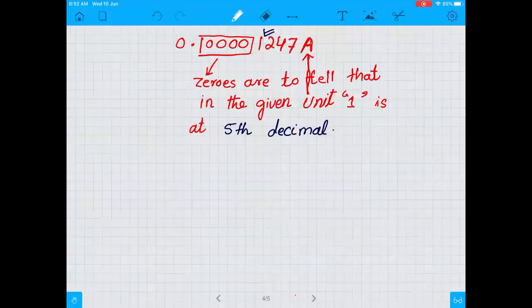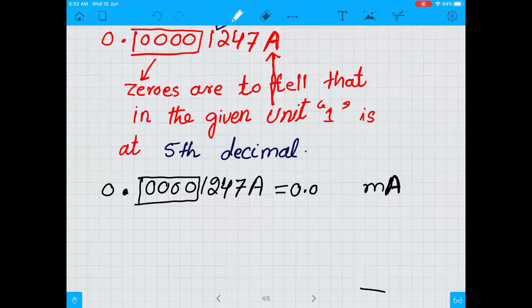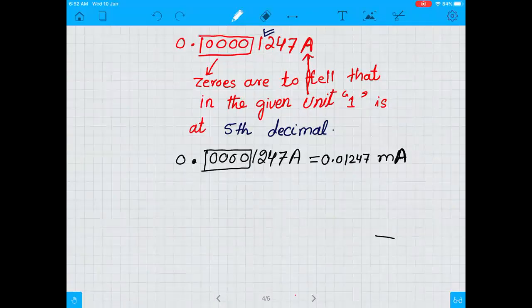Just for example, if you write this number from ampere to milliampere, 0.00001247 ampere, if you convert it to milliampere, then you have to multiply it with 1000. Now let's suppose you multiply this number with 1000, then it would become 0.01247. Now you see, the zeros have been eliminated by converting the unit. So the zeros which are eliminated by converting the unit are never significant. Significant zeros can never be eliminated from a number. They will always be here. Here, when you convert the unit, the zeros have been eliminated. So the zeros are insignificant.